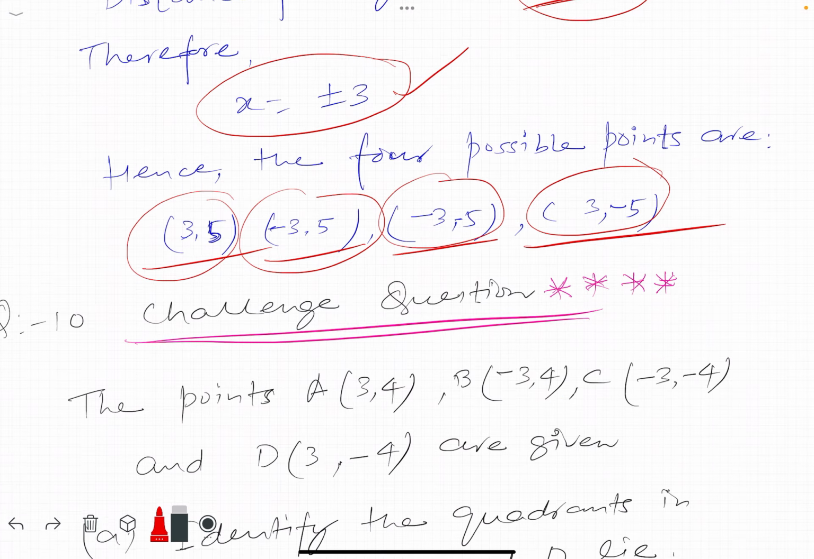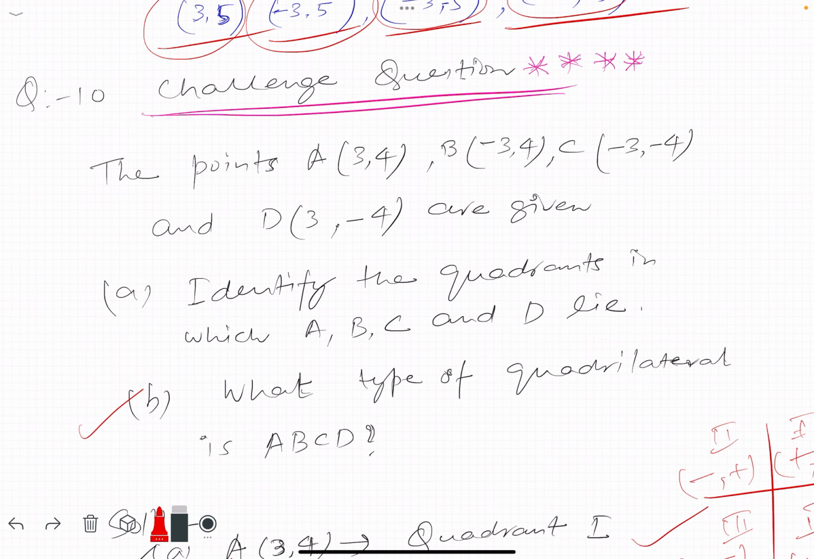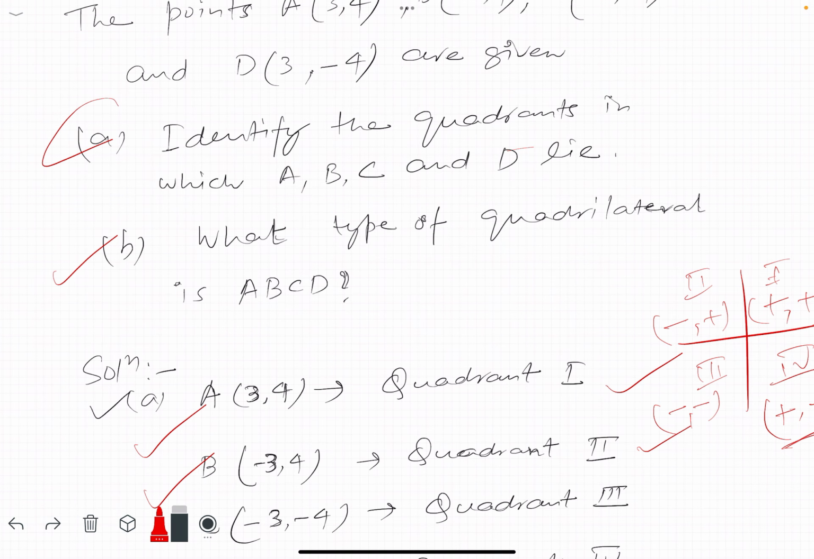Question number 10, challenge question. The points A(3, 4), B(-3, 4), C(-3, -4) and D(3, -4) are given. Part 1 is identify the quadrants in which A, B, C, D lie. Part 2 is what type of quadrilateral is ABCD.